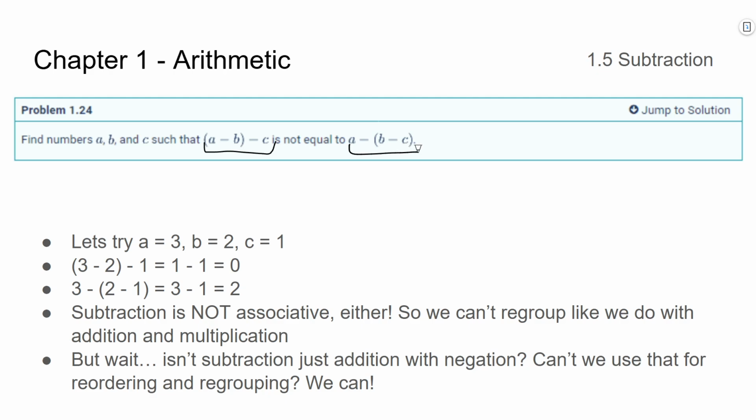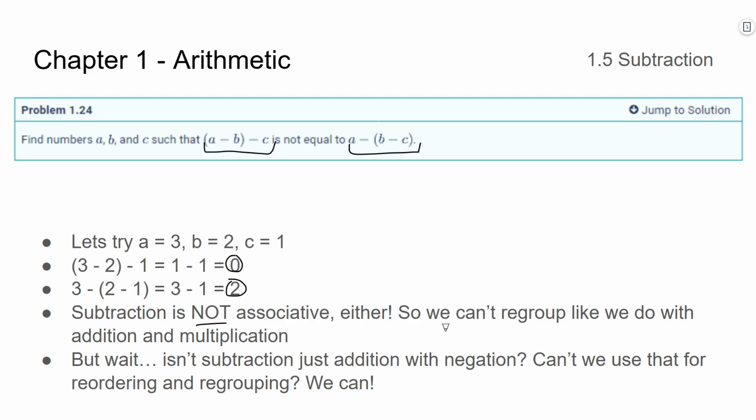So now let's try this other way. So 3 minus 2 minus 1. The 2 minus 1 becomes 1, and we have 3 minus 1, which is 2. So these are two different answers, which means subtraction is not associative. So we cannot regroup.